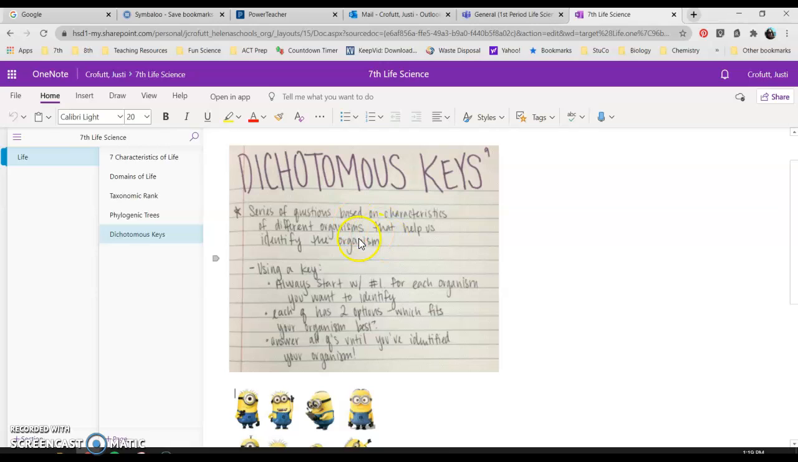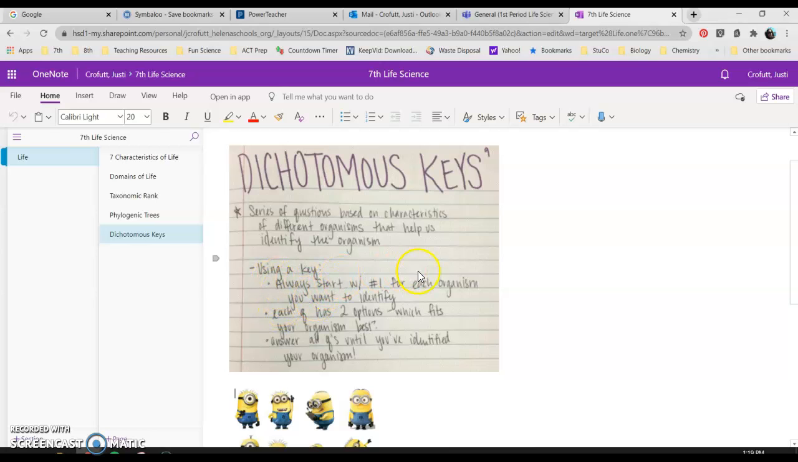And then you guys should add this little example as well, which we'll go over in a second. Dichotomous keys are just a series of questions based on characteristics of different organisms that help us identify the organism. This goes with our whole theme this week of looking at different characteristics of organisms and seeing how they're related to each other. If we look at the word dichotomous, di means two. So generally you will see 2 questions every time to help you narrow down your organism. You'll use a key, and we're going to go through this in an example and also in your worksheet today.